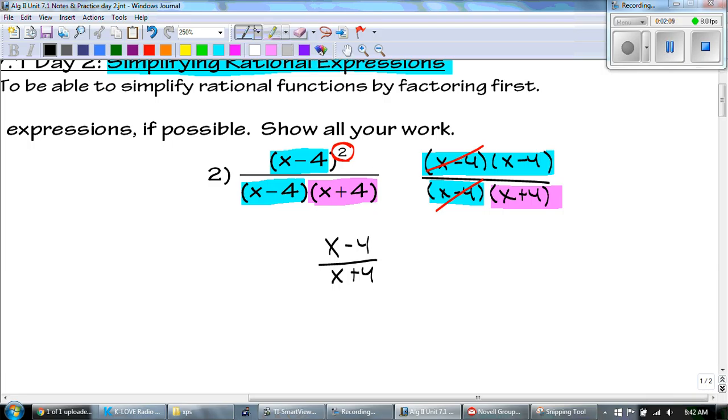And what we focused on yesterday is I can't just cancel out the x's because that's in the middle of a polynomial. To cancel polynomials, they have to be 100% exactly the same. And since they're not, that's my final answer.